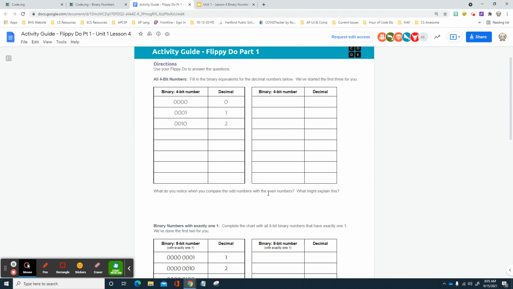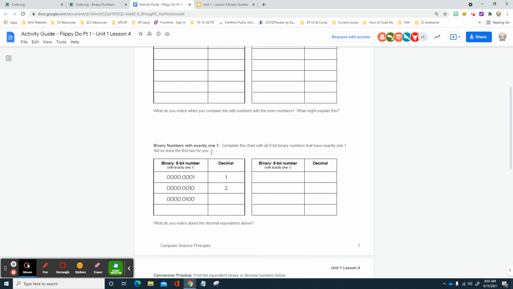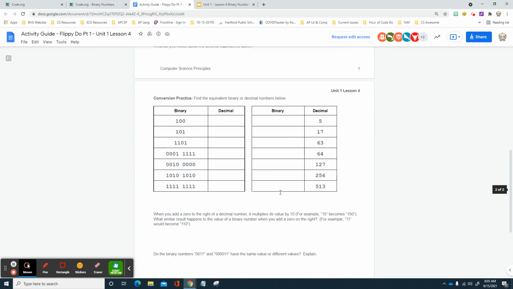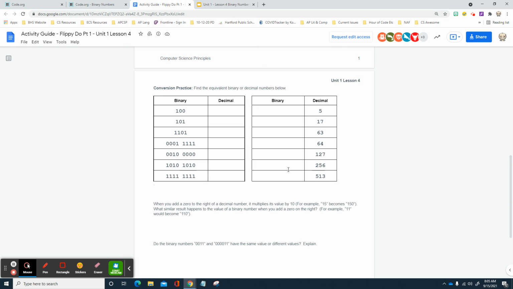What do you notice when you compare odd numbers with even numbers? You're going to see a pattern. And there is a pattern in that, all right? And then I want you to, with this one, complete this chart with binary numbers that have exactly one 1. So you have a full byte here, right? 8 place values. And then there's a series of numbers that have exactly one 1. They're all zeros except for one 1. Which ones are those? We know that 1 has only one 1. We know that 2 has only one 1. What's the next one that has only one 1? All right?